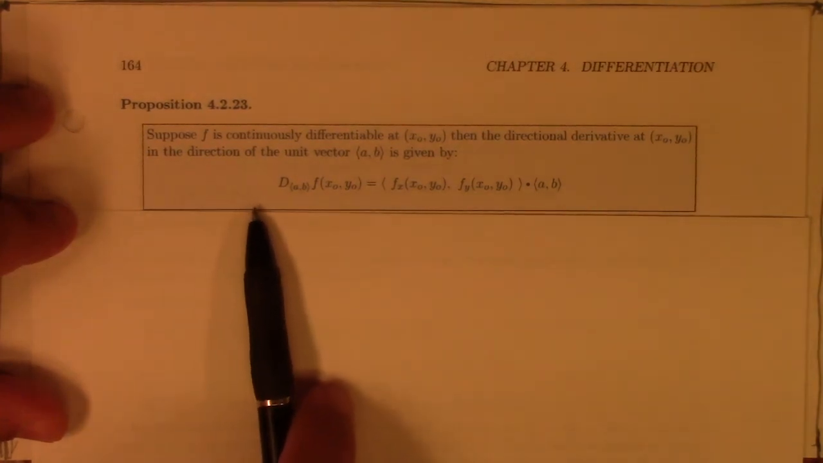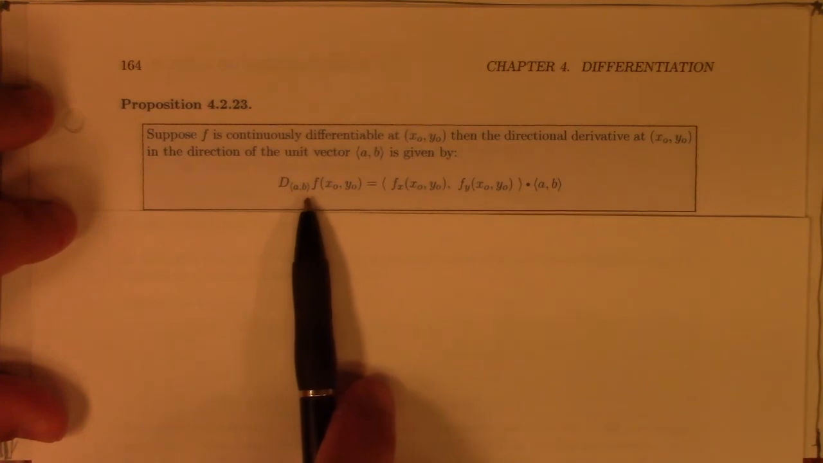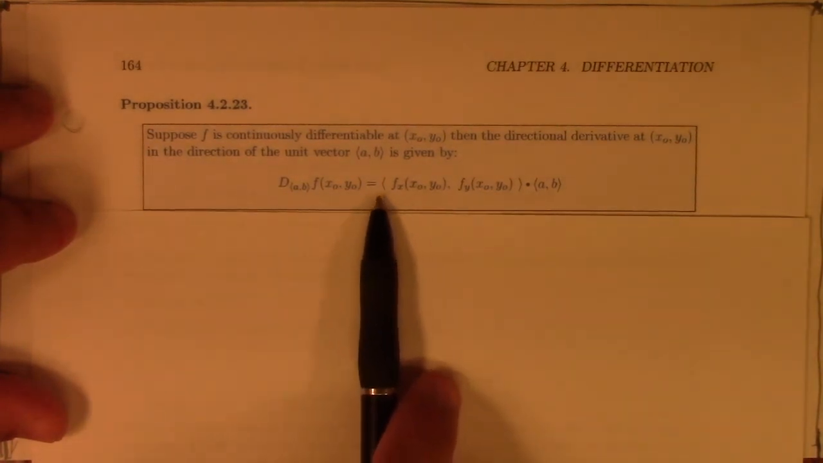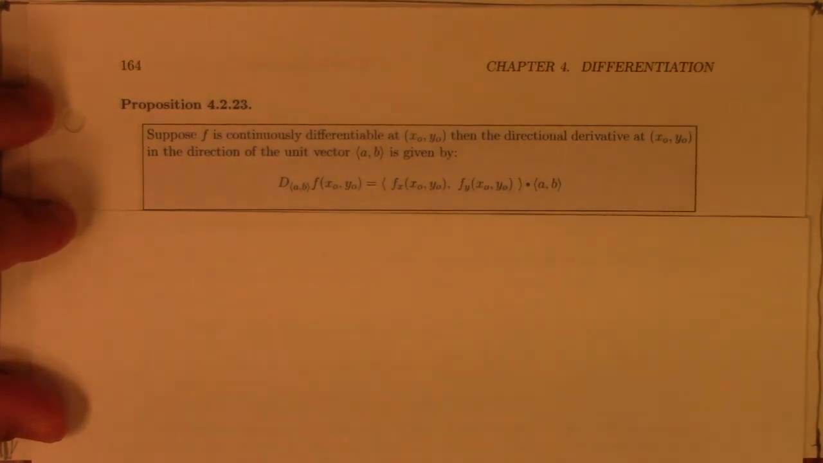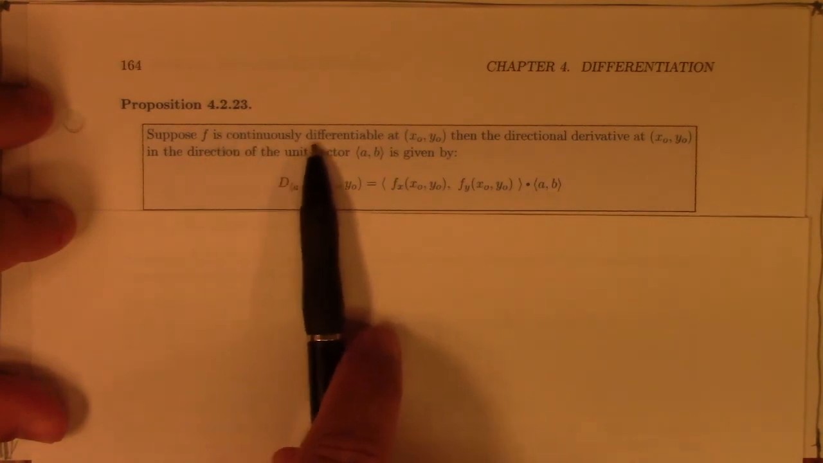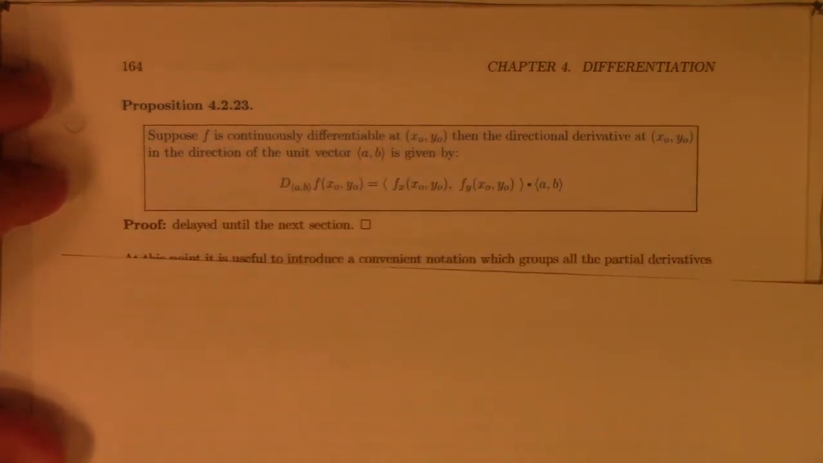So this is the proposition: any directional derivative of a function at a point in the AB direction, we can just build from the dot product of the partial derivatives evaluated at the point with the unit vector, assuming that f is continuously differentiable. Now, I'm not going to prove that right now. We'll delay that till later.